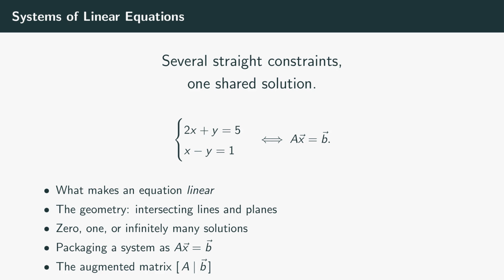That picture leads to a surprisingly rigid fact. A linear system can only ever have 0, 1, or infinitely many solutions. We then learn to compress a whole system into one elegant matrix statement, A times x equals b. And finally, we strip it down to its raw numbers, the augmented matrix, which is the object the next episode learns to solve mechanically. Let's begin.